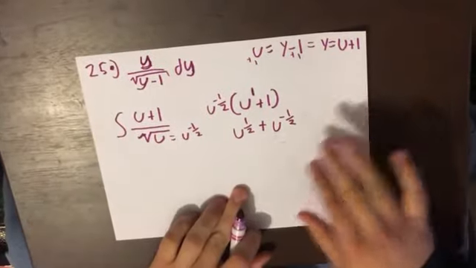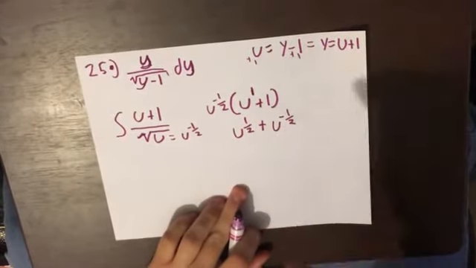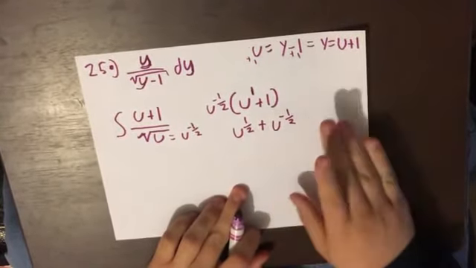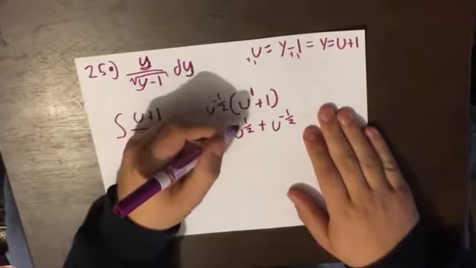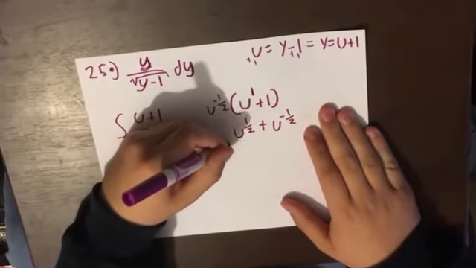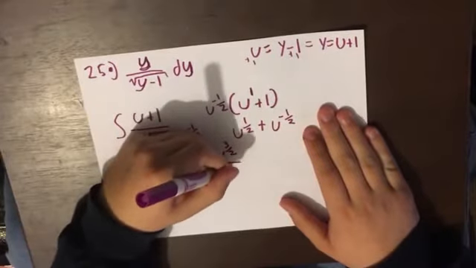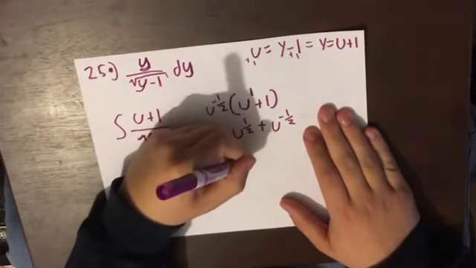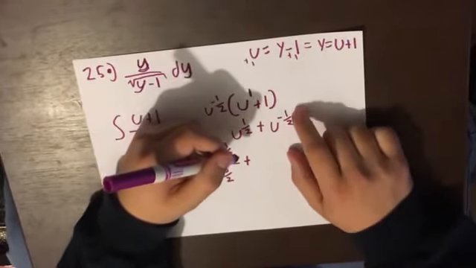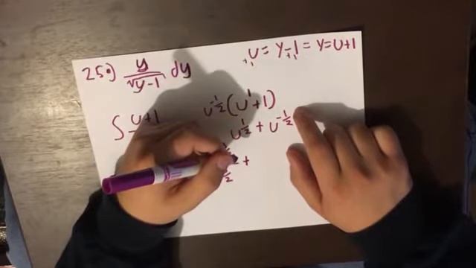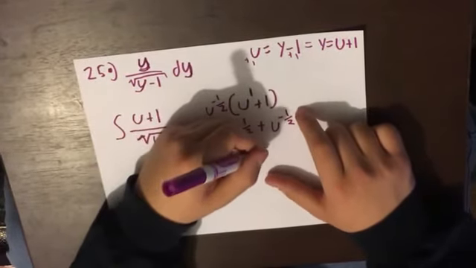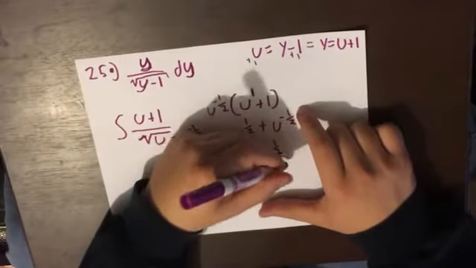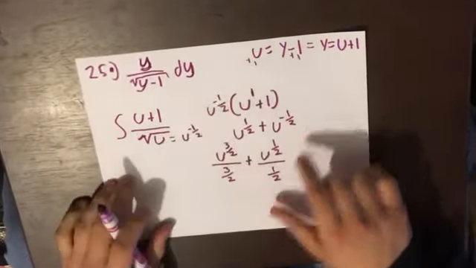Okay? Now that we have that, now we can take the full antiderivative. So we haven't done that yet. So we're going to be adding 1 to the exponent on the first term, so it's going to be u to the 3/2 over 3/2, plus, adding 1 to the exponent on the second term, that's just going to be u to the 1/2 over 1/2.